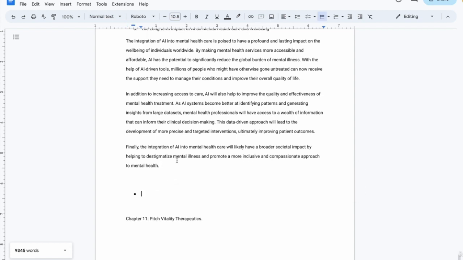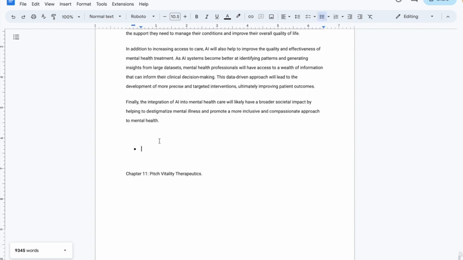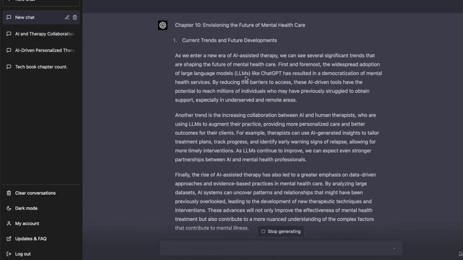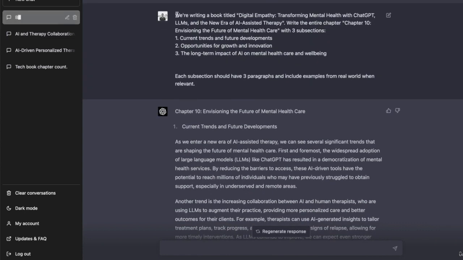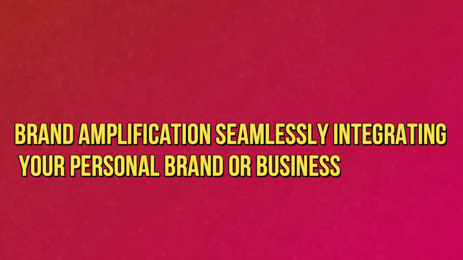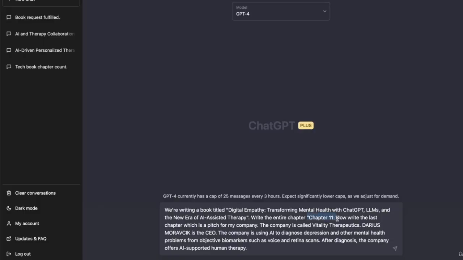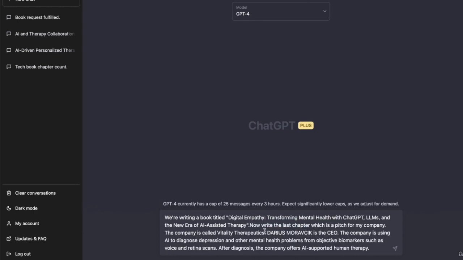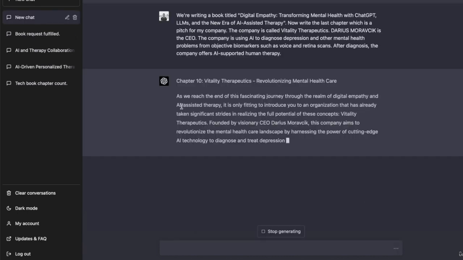And so now I'm going to copy paste. I'm going to stop generating because it's stuck. I'm going to copy paste this thing and ask to write the final chapter, which is a pitch for Vitality Therapeutics. Why not? So now I write the last chapter, which is pitch for my company, blah, blah, and I put in the information about the company and all of that. So let's see what it comes up with. The final bit of the book.